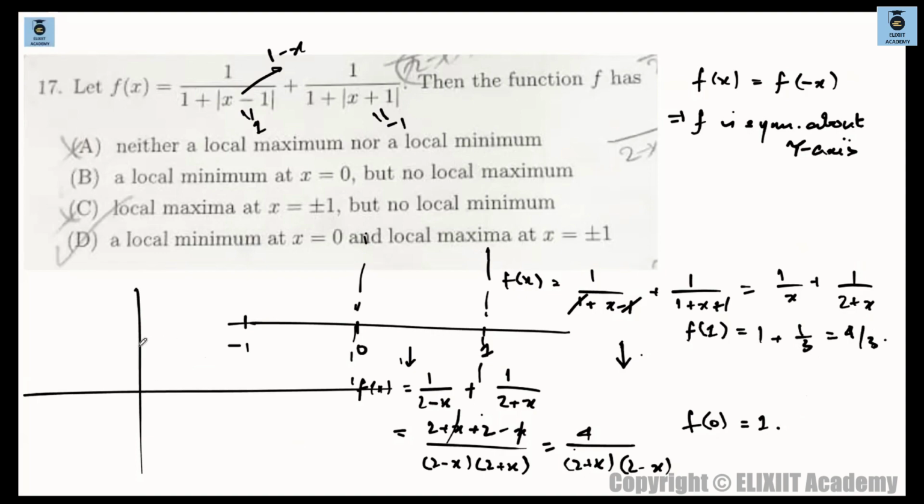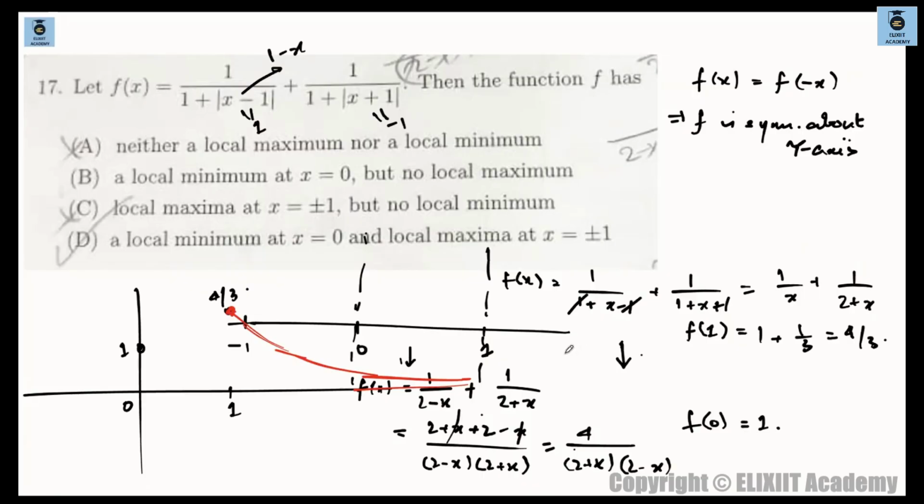So likewise, if I try to plot the rough sketch of this graph, we are again at 1 at 0, then at x equal to 1, we are getting 4 by 3, so slightly more than 1. Now after 4 by 3, the graph will decrease. Likewise, from here, the graph will keep on decreasing like this, and then the graph will go in this way. The graph will keep on decreasing.